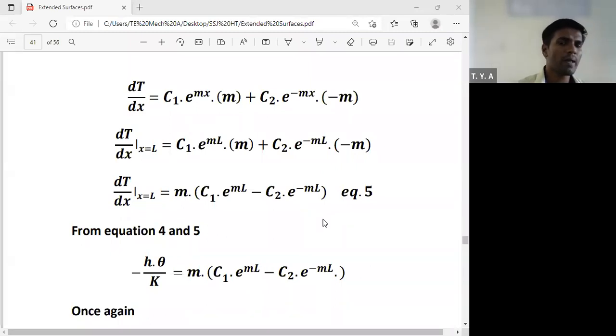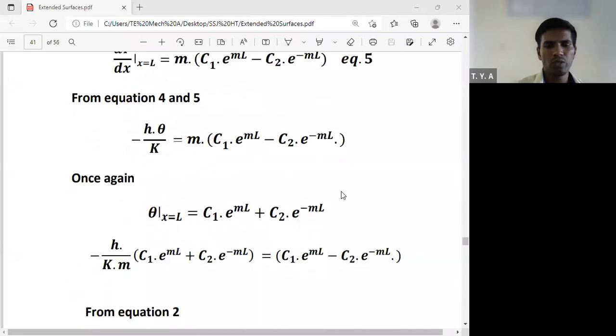right hand sides. Okay, so what is the right hand side of the equation 4? That is minus h into theta divided by k. And what is the right hand side of the equation 5? That is m into bracket c1 e raised to ml minus c2 e raised to minus ml. Okay, so put those values from equation 4 and 5. Minus h into theta divided by k is equal to m into bracket c1 e raised to ml minus c2 e raised to minus ml.